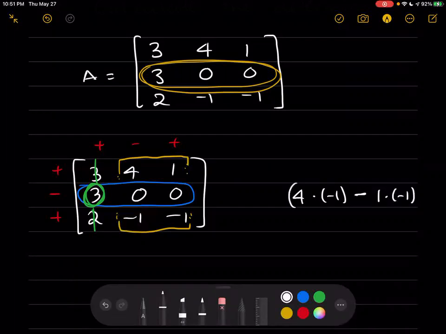And we're going to take all of that and multiply it by the thing circled in green, the header right there. So that's going to be a 3. And that 3 has a plus and a minus associated to it. So positive times negative is negative. So that's going to be minus 3.